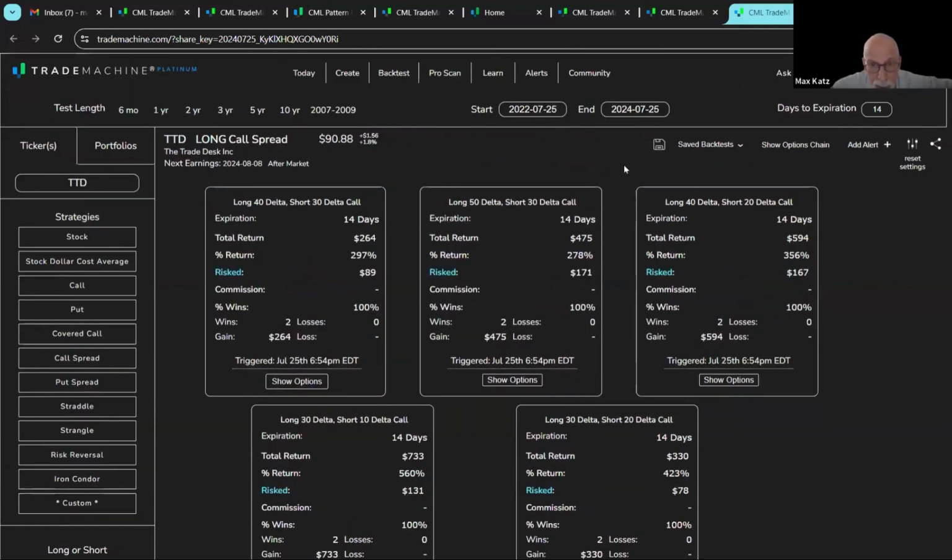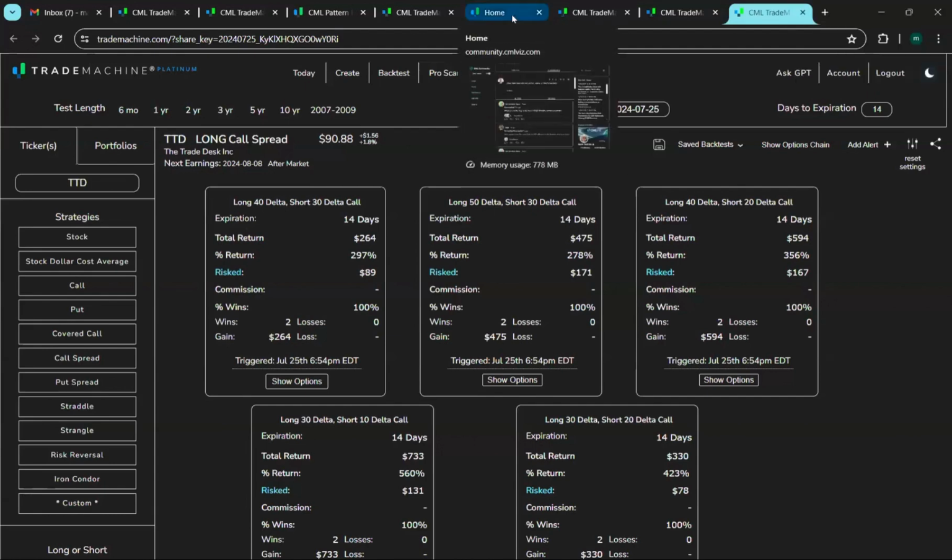So I just wanted to highlight, even when you get a long call diagonal, you've got to make sure that the debit you're paying is less than the width of the strikes. If it isn't, look at a long call spread, or we'll move on to another alert.